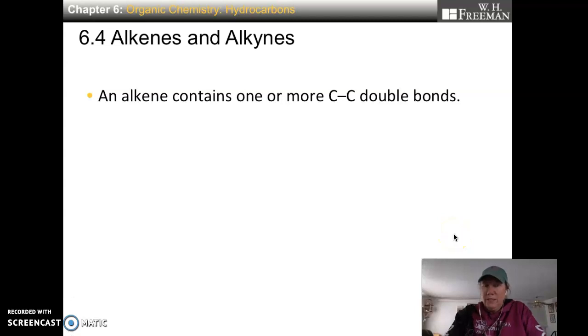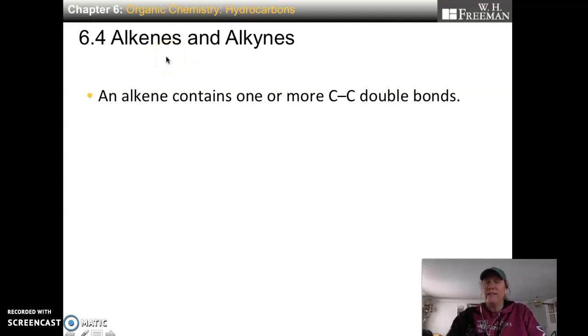Okay, now we did the simple ones, the alkanes. Now we're going to move on to an alkene. An alkene is where you've got at least one double bond. You might have more, but you have at least one double bond. Now we're going to drop the ending. Instead of ANE, it's going to be ENE.